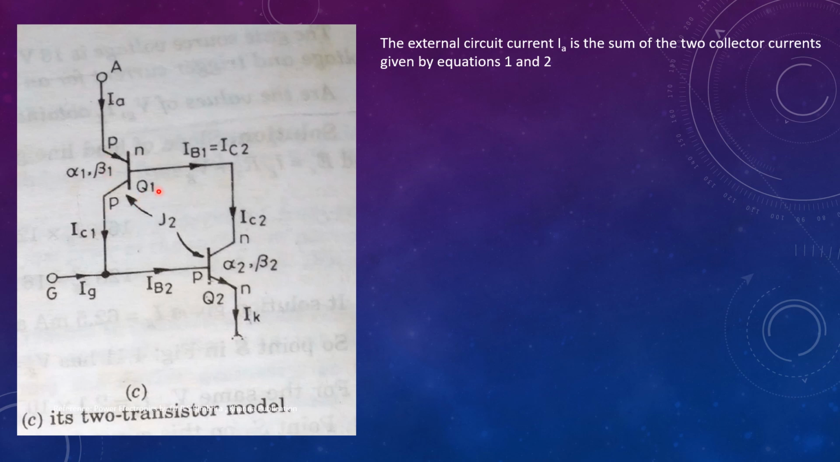If we look at this transistor junction over here, the external circuit current IA is the sum of the two collector currents IC1 and IC2. So IA is equal to IC1 plus IC2. The same is written over here. If we substitute the value for IC1 from equation 1 and IC2 from equation 2, we will have IA equal to alpha 1 IA plus ICBO1 plus alpha 2 IK plus ICBO2.